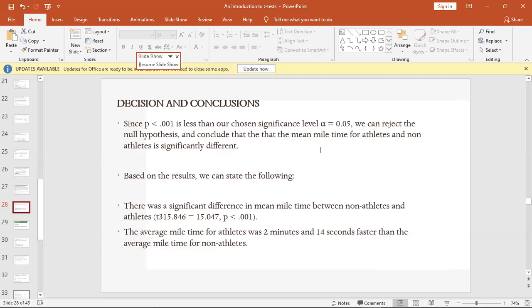The mean running time of athletic and the mean running time of non-athletic is different, not similar, right? So that is the conclusion we can obtain. Another thing is you can tell the average mile time for athletes was 2 minutes and 15 seconds faster than the average mile time for non-athletes. Here you can see it in the results graph.